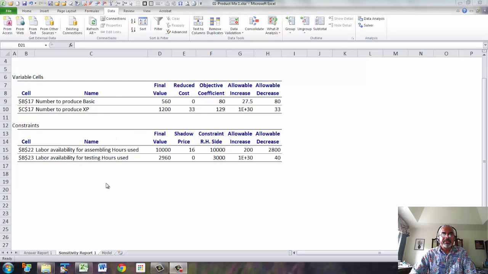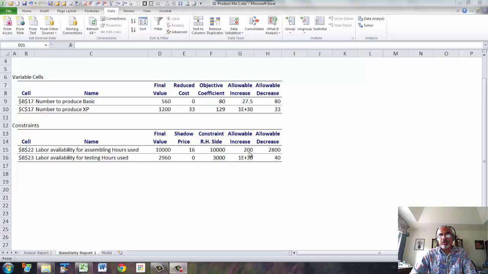Now let's look at the sensitivity of the constraints. Here we also have the allowable increase and the allowable decrease for the right hand side value of the constraints. Here we have assembly hours used and labor hours used, two constraints. The right hand sides are here: 10,000 is the available hours for assembly and 3,000 is the available hours for testing.